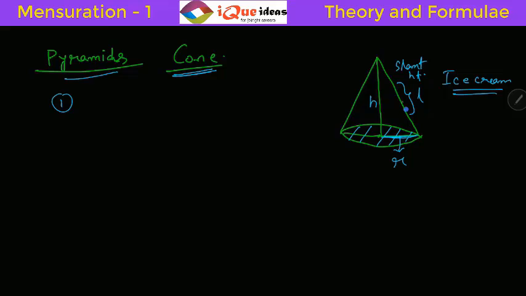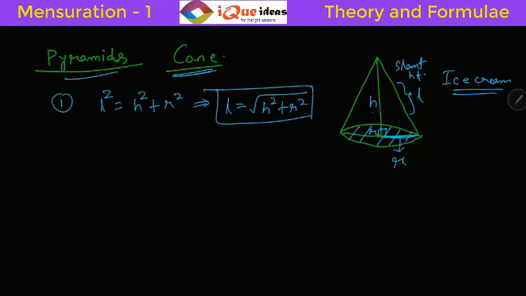Now as you can see, there is a relation between L, H and R, that is slant height, height and radius. This is also R. So this relation is clearly, according to Pythagoras theorem, it will be L square is equal to H square plus R square, or you can also say that L is equal to square root of H square plus R square. This is one very important relation.